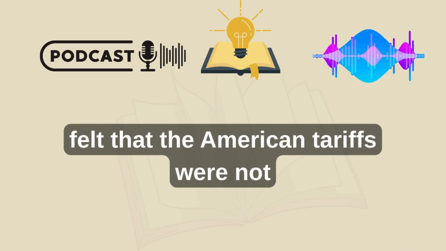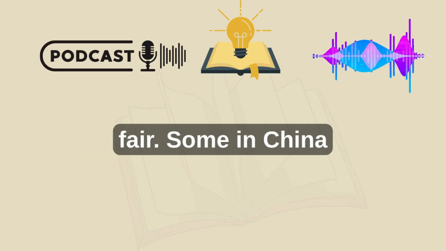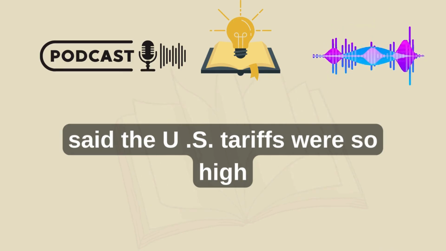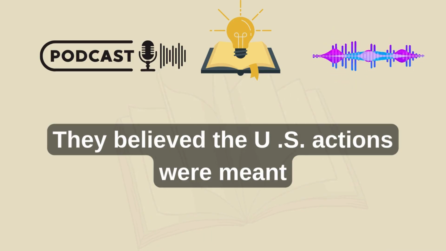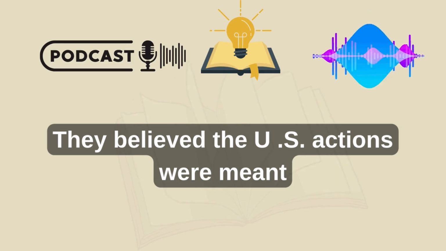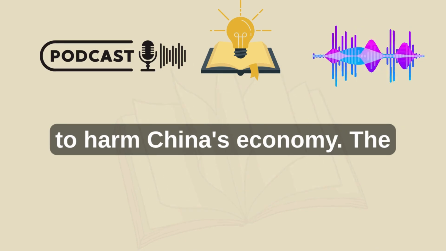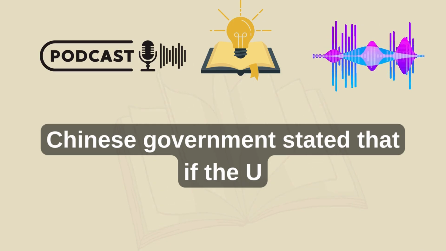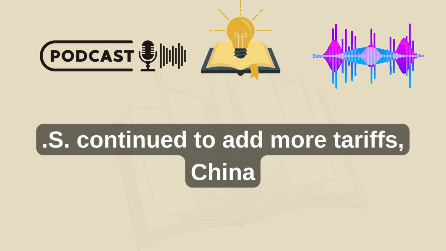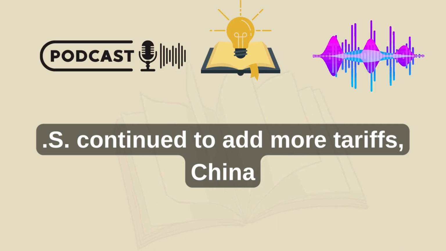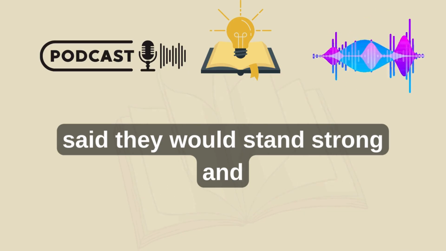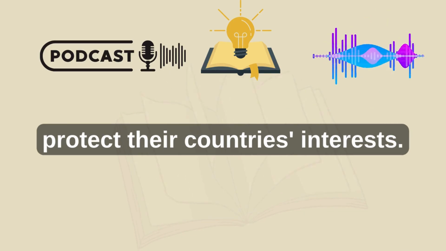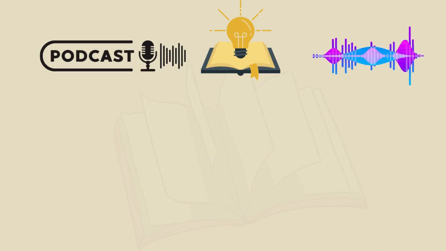China felt that the American tariffs were not fair. Some in China said the U.S. tariffs were so high that they did not make sense anymore. They believed the U.S. actions were meant to harm China's economy. The Chinese government stated that if the U.S. continued to add more tariffs, China was ready to keep responding. They said they would stand strong and protect their country's interests.